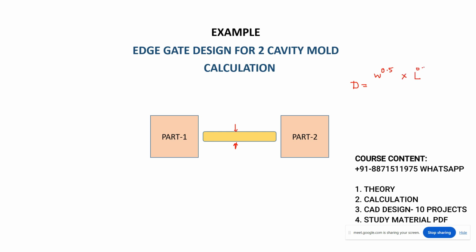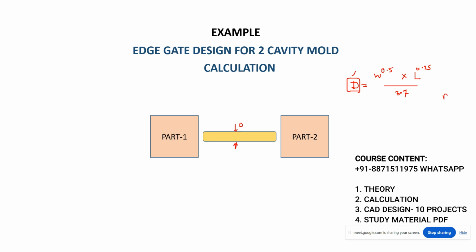You are making notes or not? We are taking notes, sir. So this is the formula for the runner diameter: W to the power 0.5 multiplied by L to the power 0.25, divided by 3.7. Understood? Okay, so you will get the diameter.